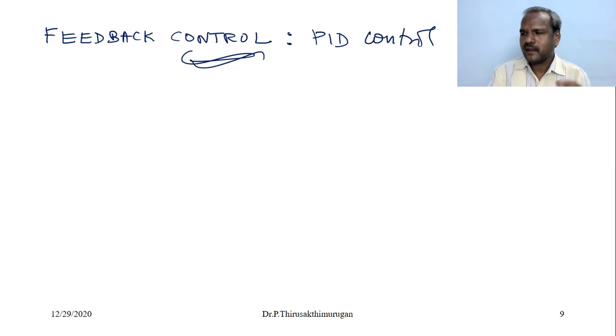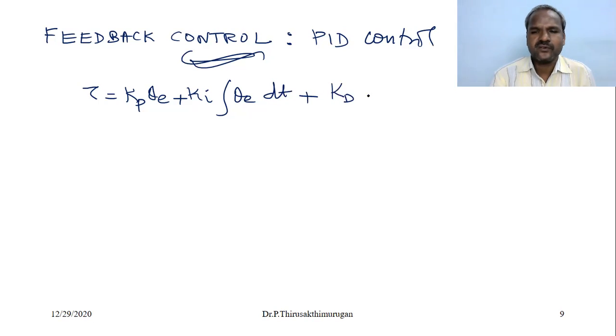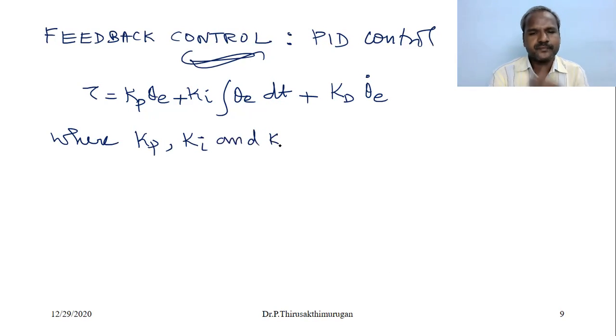The PI equation we already discussed in the previous class. Now we are going to add the term proportional to the time derivative of the error. So this can be written as tau equal to Kp times theta e plus Ki times the integral of theta e dt plus Kd times theta e dot, where the control gains Kp, Ki and Kd are positive. Understand?